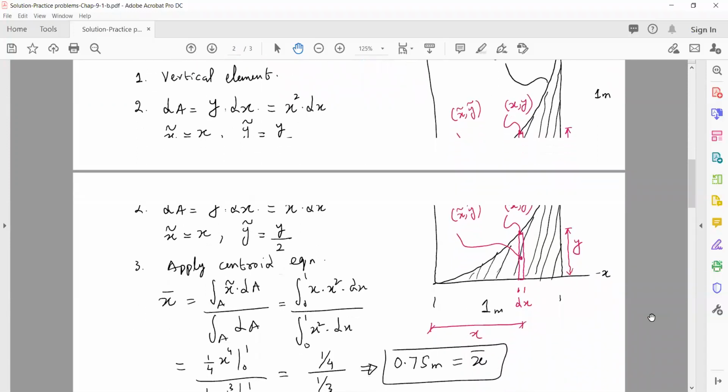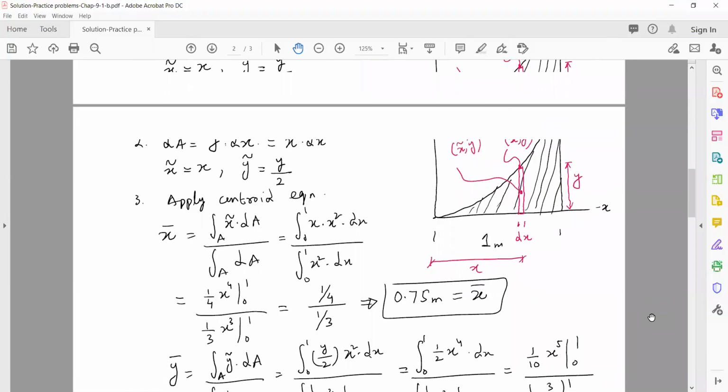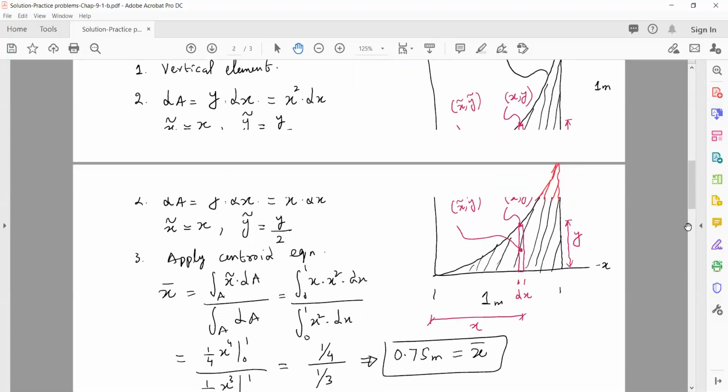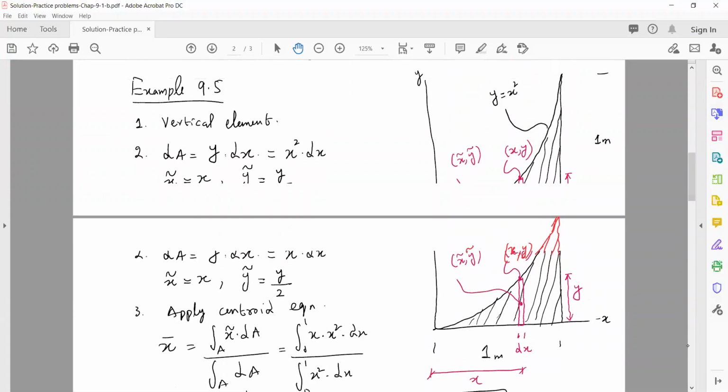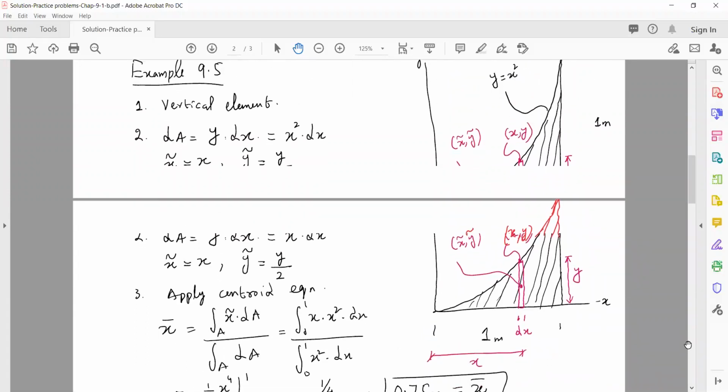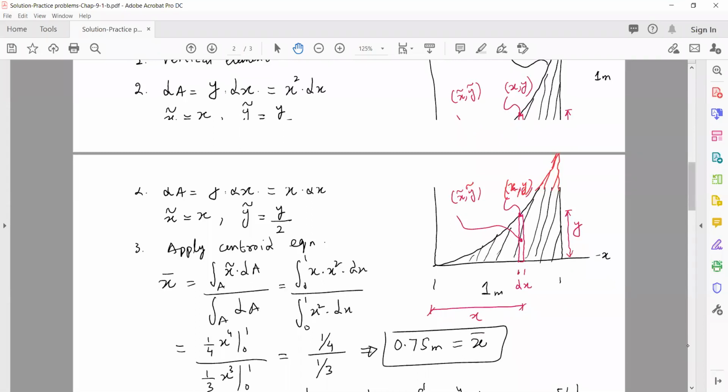And this is the curve. Let's make it here. Okay, so this is like this, and this is XY. So this is the given curve, the shaded area, and we want to find out the centroid of this curve, right? Again, this is example 9.5 of your book. First we are going to do this with a vertical element.